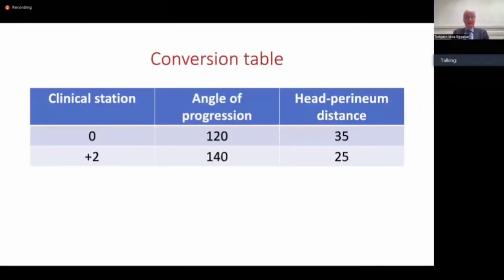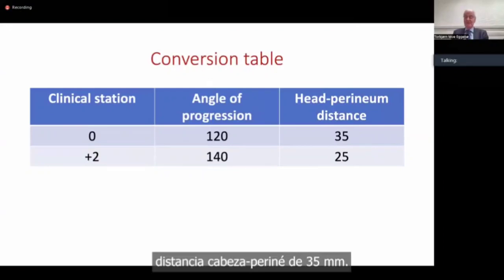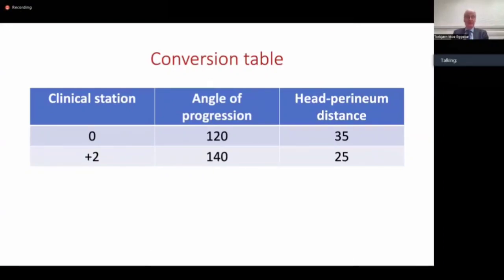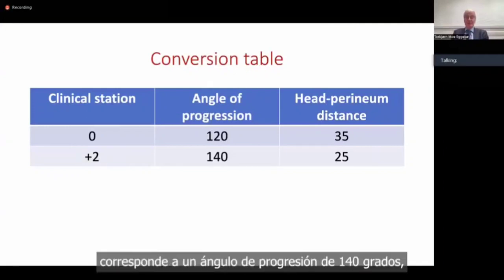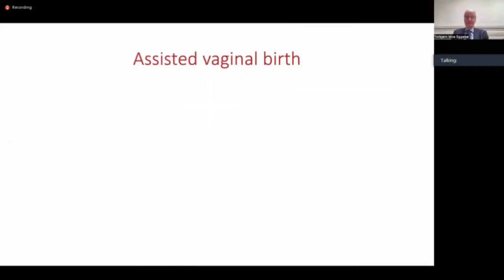Remember this conversion table. Clinical station 0 corresponds to angular progression 120 degrees and head perineum distance 35 millimeters. And clinical station +2 corresponds to angular progression 140 degrees and head perineum distance 25 millimeters.